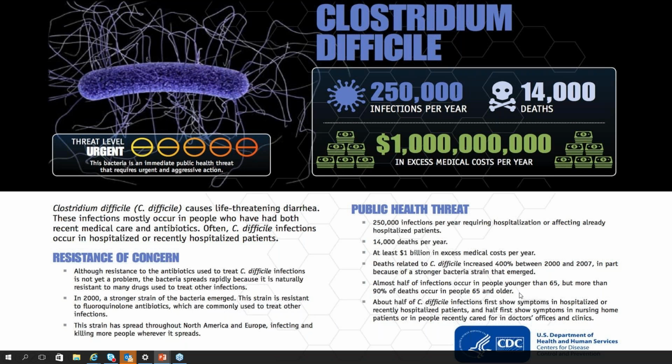Almost half of infections occur in people younger than 65, but more than 90% of deaths occur in people 65 and older. About half of C. diff infections first show symptoms in hospitalized or recently hospitalized patients, and half first show symptoms in nursing home patients or in people recently cared for in doctors' offices or clinics. So this is kind of the lowdown on C. diff, right? Gram-positive organism, anaerobic.